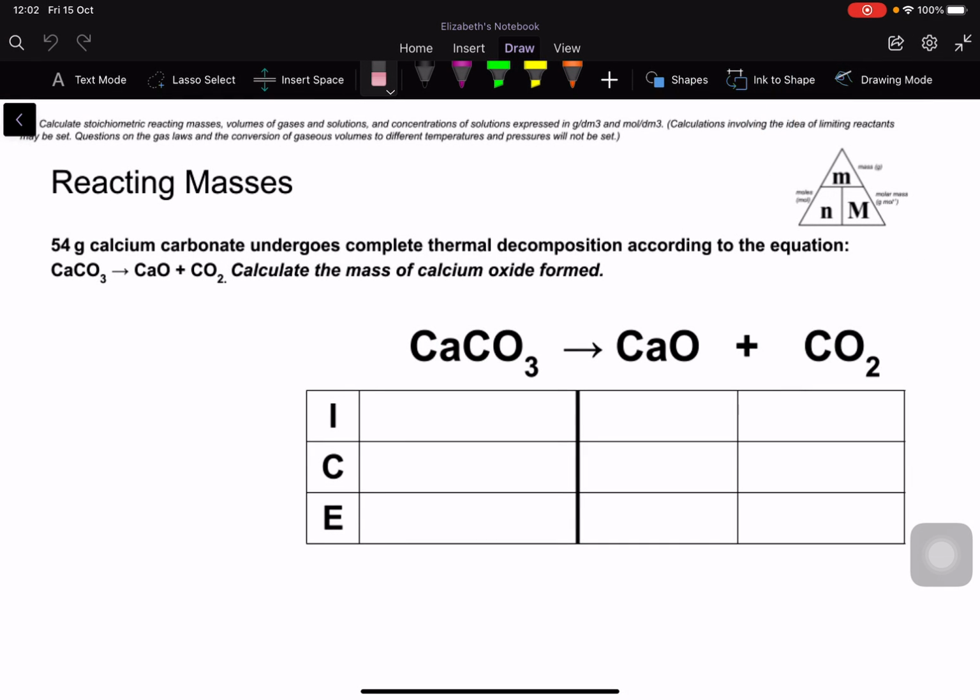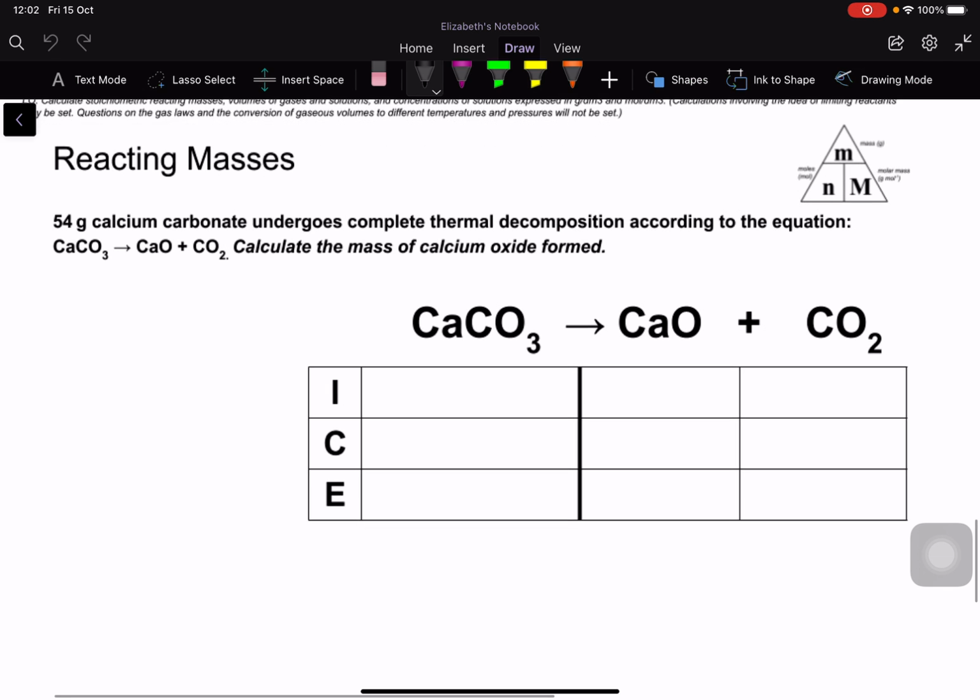Okay, so this is the ICE method for reacting masses when there's no limiting reactant. The basic method for the ICE table is first you're going to use the little equation triangle to go from grams to moles. Then you're going to use the ICE table to figure out the molar ratio. And then third, you're going to use the triangle again to go from moles to grams. So let's take a look and see how we can do that for this question.